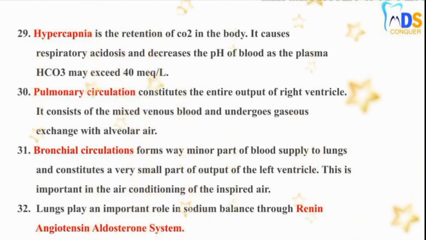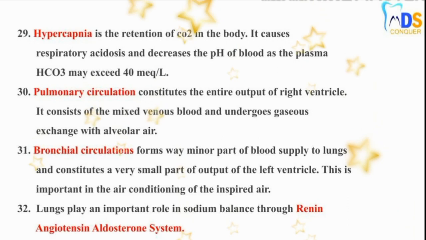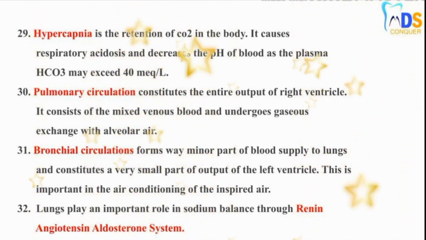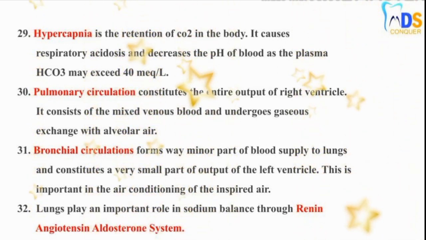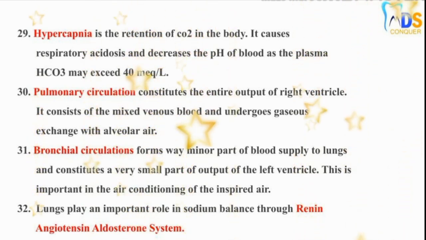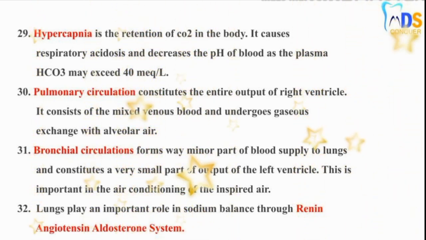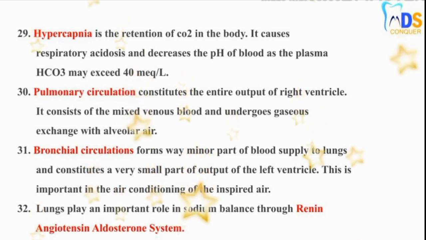Number 31. Bronchial circulation forms a minor part of blood supply to lungs and constitutes a very small part of output of the left ventricle. This is important in the air conditioning of inspired air. Number 32. Lungs play an important role in sodium balance through Renin Angiotensin Aldosterone System.